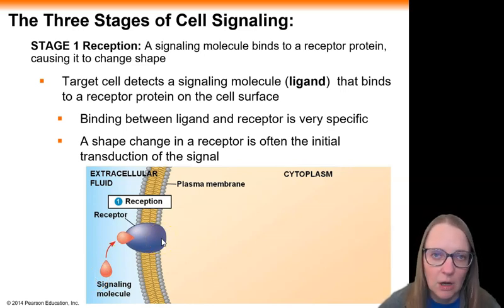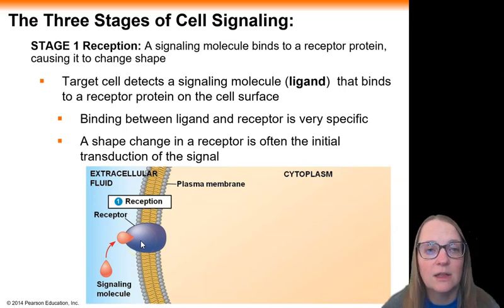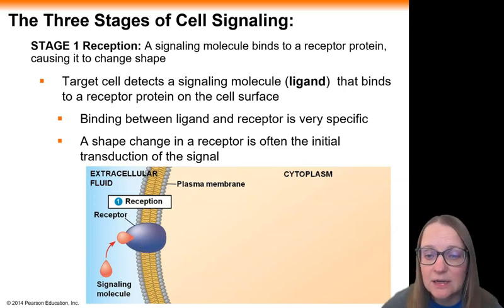So an insulin molecule will only bind to the insulin receptor. It's not going to bind to any other receptor that might be hanging out on the surface of cells. And again, this all comes down to molecular shape. The receptor proteins have that very specific binding pocket that will only allow them really to interact with that one type of signaling molecule. And then once you have that binding occur between the ligand and the receptor, very frequently it will then change shape and elicit the second stage of cell signaling, which will be signal transduction. We'll get to that here in a second.